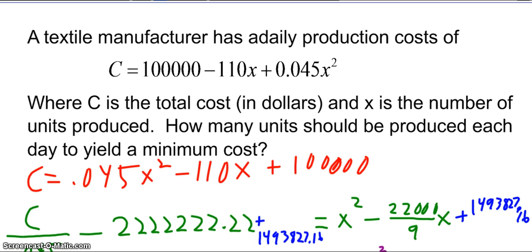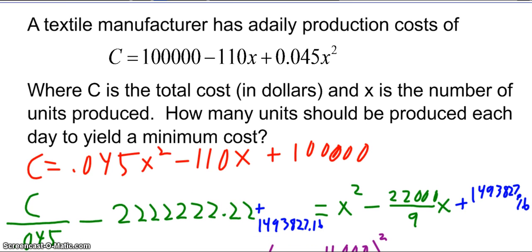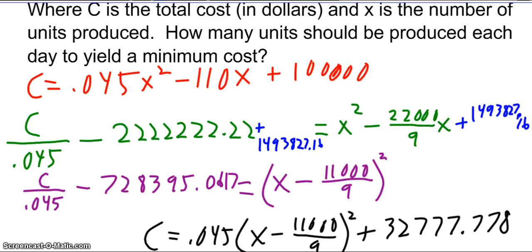Okay, well, how do we go about this? Well, it can get kind of messy. We want to first put this into standard form because what we're actually trying to find is the vertex. So I rearrange the equation, so C equals 0.045x squared minus 110x plus 100,000. Now I'm going to complete the square. So I'm using my calculator to get these numbers, so you can type in your calculator as well. I try to do the minimal amount of rounding as possible.